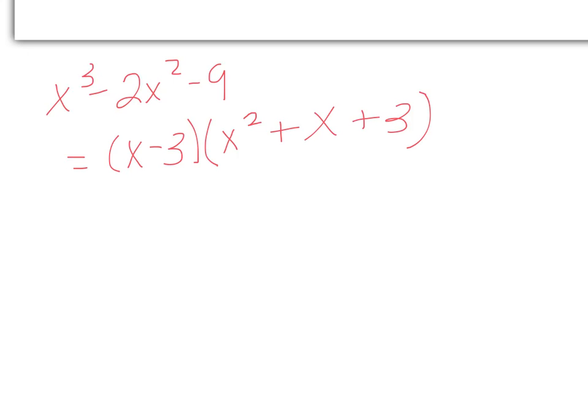I'm going to continue any factoring. X minus 3 is going to stay there. Are there multiples of 3 that add up to 1? I don't think so. So this doesn't factor. It's just going to stay the same.